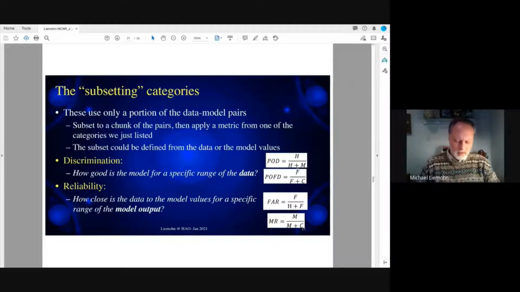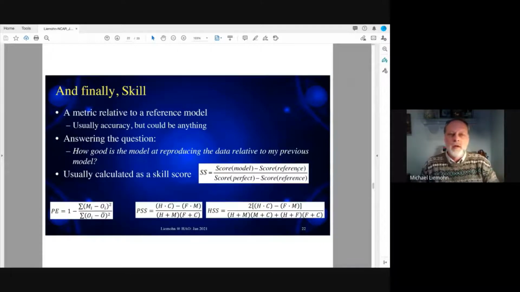So that's subsetting, and then a final category that I like to break things down into is skill, where you can use basically any of the other metrics that we've talked about in any of these other categories, and put them against a reference model value. And it usually takes the form of a skill score, the formula here on the screen. And various people have plugged in different reference models and plugged in different metrics and come up with some really nice skill scores that are commonly used in the field.